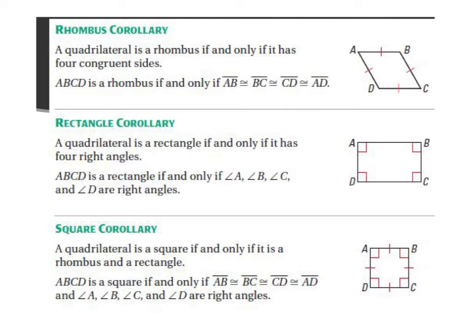Squares are the most restrictive. If you want to put a little star, put most restrictive. You will come across the squares the least, okay? Because they're the most restricted. They have to be both. They have to have all 4 right angles and all 4 congruent sides. So keep in mind, guys, when we're talking about theorems that apply to rhombuses, they automatically apply to squares. And when we talk about theorems that apply to rectangles, they automatically apply to squares as well.